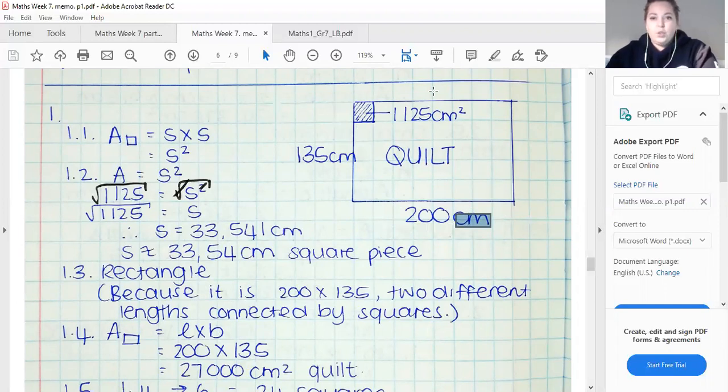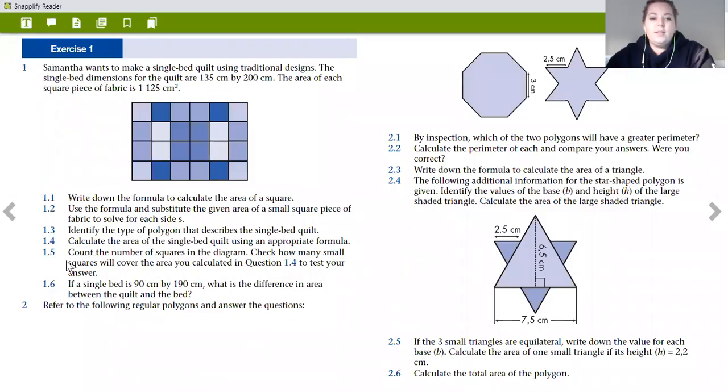Okay, moving on to 1.5. What they are asking us is to count the number of squares in the diagram. So let's count them one by one. 1, 2, 3, up to 16, 17, 18, 19, 20, 21, 22. Wait, did I do that wrong? 1, 2, 3, up to 24. I don't know why I counted it wrong the first time.